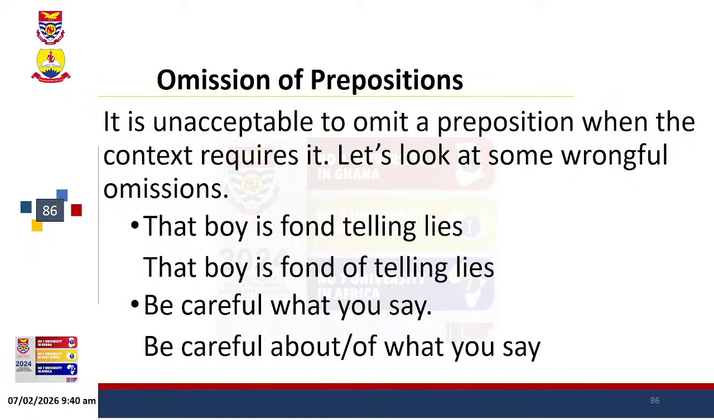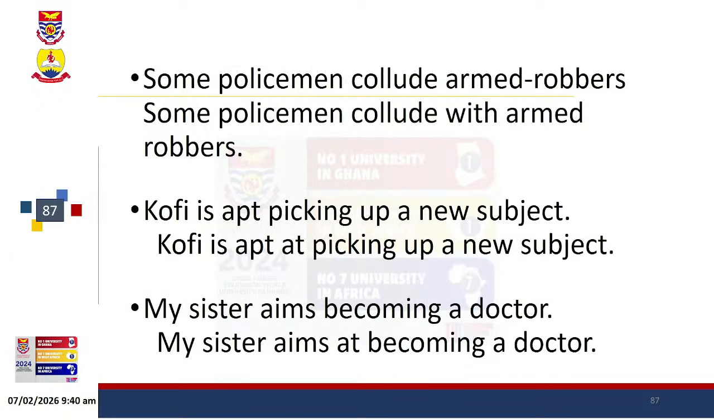Okay? It is unacceptable to omit a preposition when the context requires it. But let's look at these examples. That boy is fond telling lies. It means we have omitted a preposition. That boy is fond of telling lies. Be careful what you say. We often hear that, be careful what you say. We can say, be careful about, or be careful of what you say.